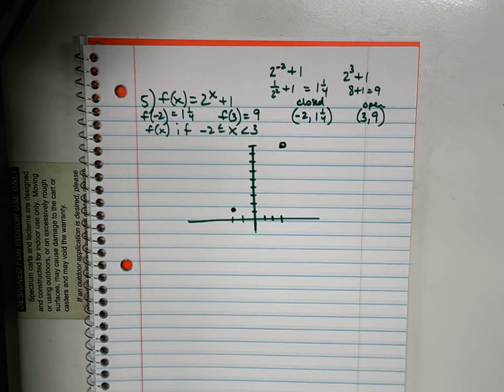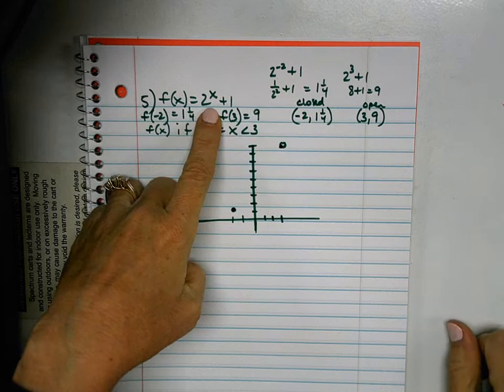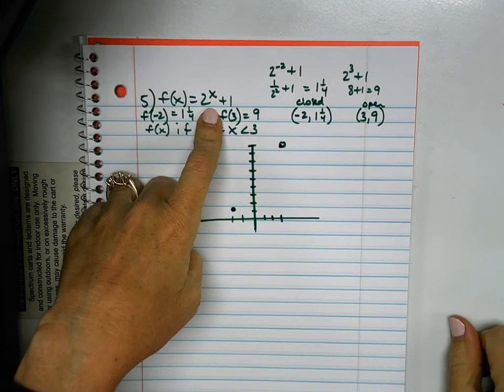All right, we good? Got those points plotted? All right, so we got solid at -2, 1 1/4, open 3, 9. Now let's go to the graph and let's apply our rules, okay? So go to the function, 2 to the x, exponential, right? You know the shape of it. Shift it how?